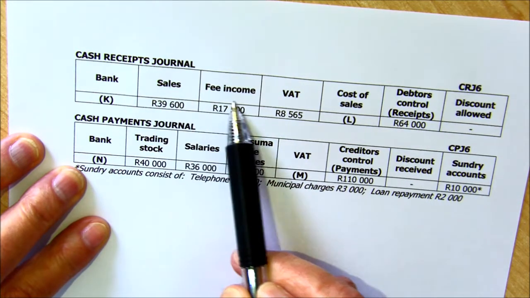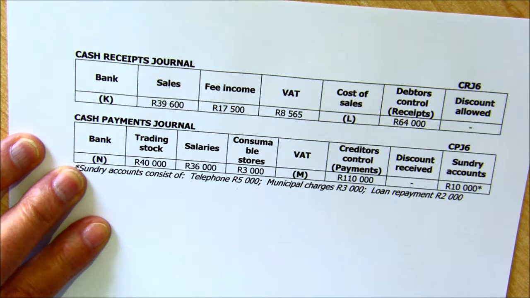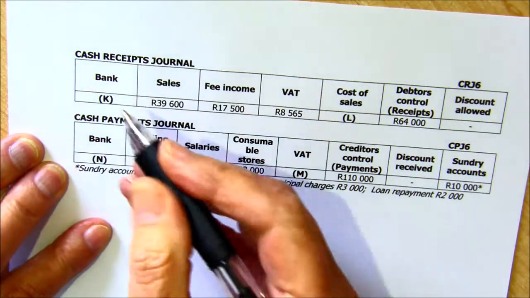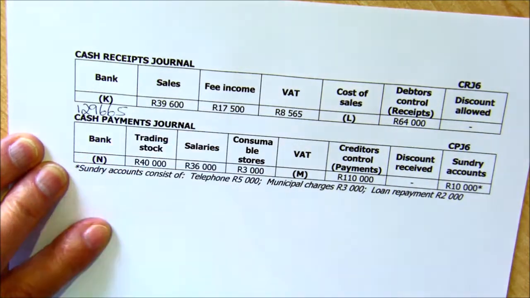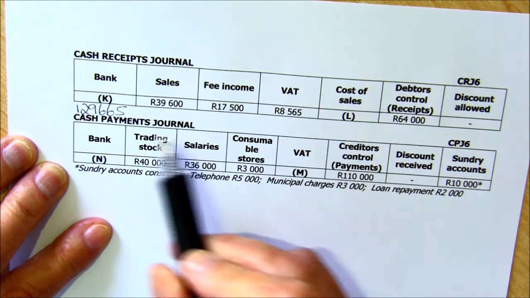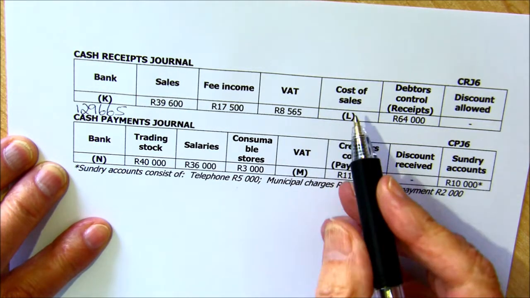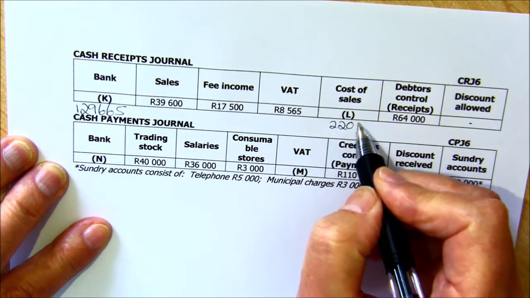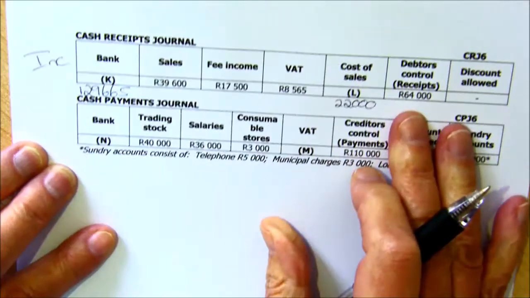Sales plus fee income plus VAT plus your debtors control figure. And you can therefore calculate your bank figure of 129,665. The cost of sales, the normal calculation. You've got your sales, divide by 180 and get your cost of sales figure of 22,000. So bank, same as petty cash, your bank is the inclusive figure.